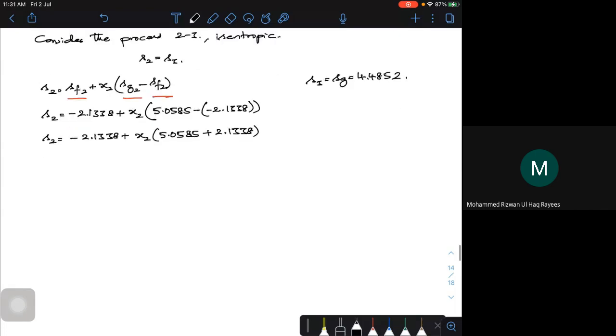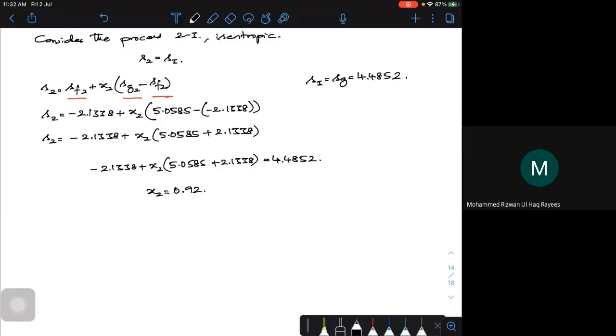Now equate it. If I equate it, what I'm going to get is minus 2.1338 plus X2 into (5.0585 plus 2.1338) is equal to 4.4852. I am going to get my X2. So I am getting around 0.92. If I substitute, I am getting around 0.92. So this is your X2.